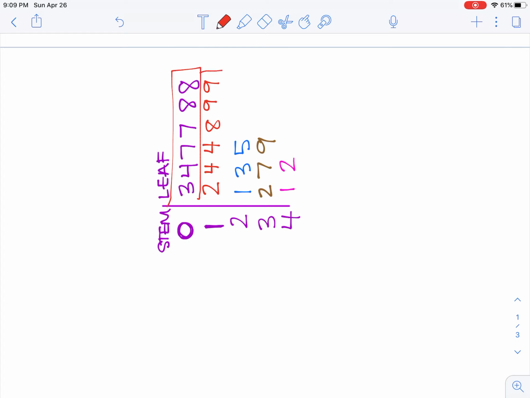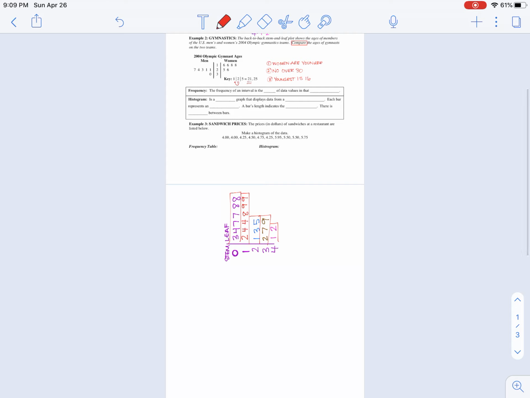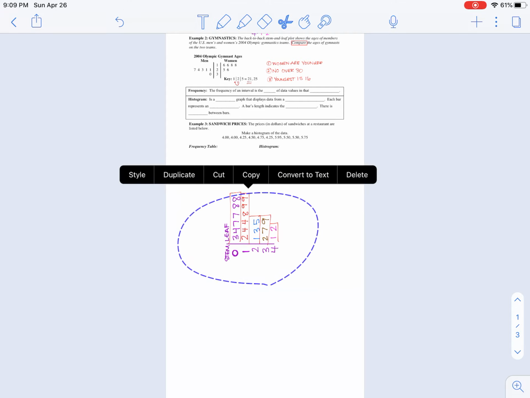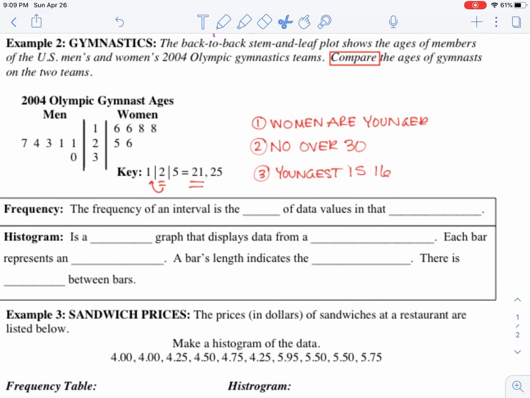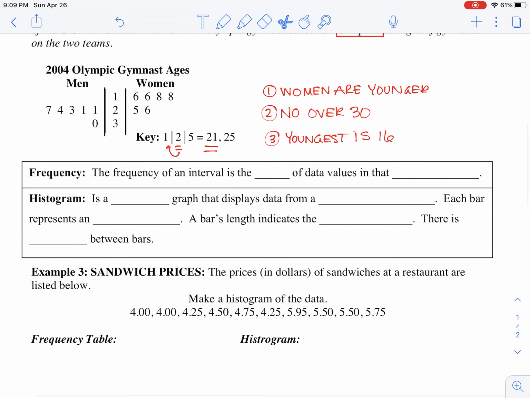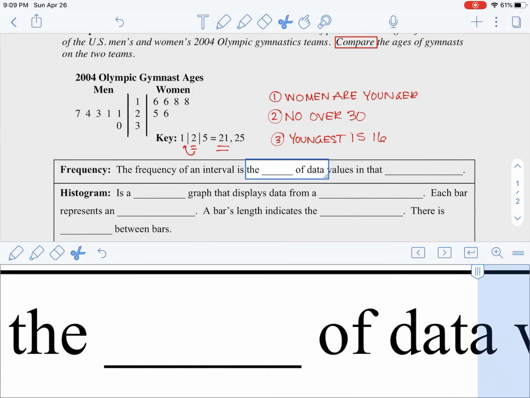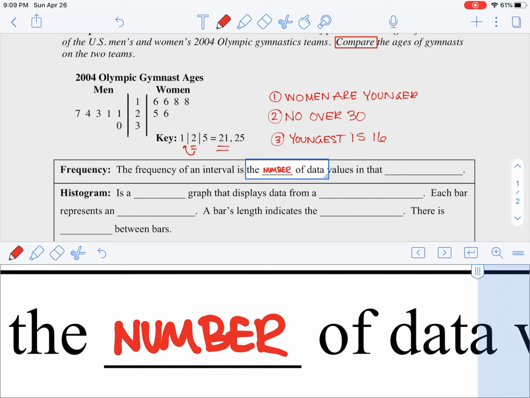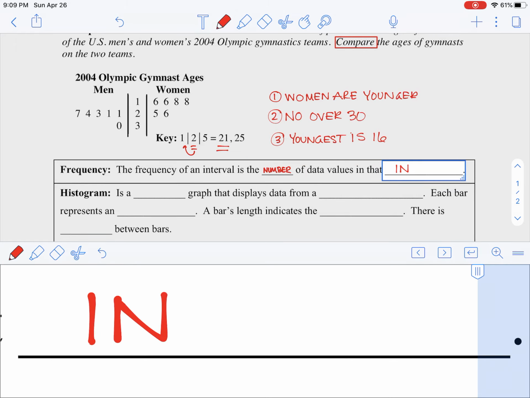Then we can create a bar graph based on how big these frequencies are, and we can tell how many times something occurs in a given interval. So a stem and leaf can directly relate to our histogram. To create a histogram, which is just a bar graph, we need to know the frequency in which things happen in given intervals. The frequency of an interval is the number of data values in that interval.